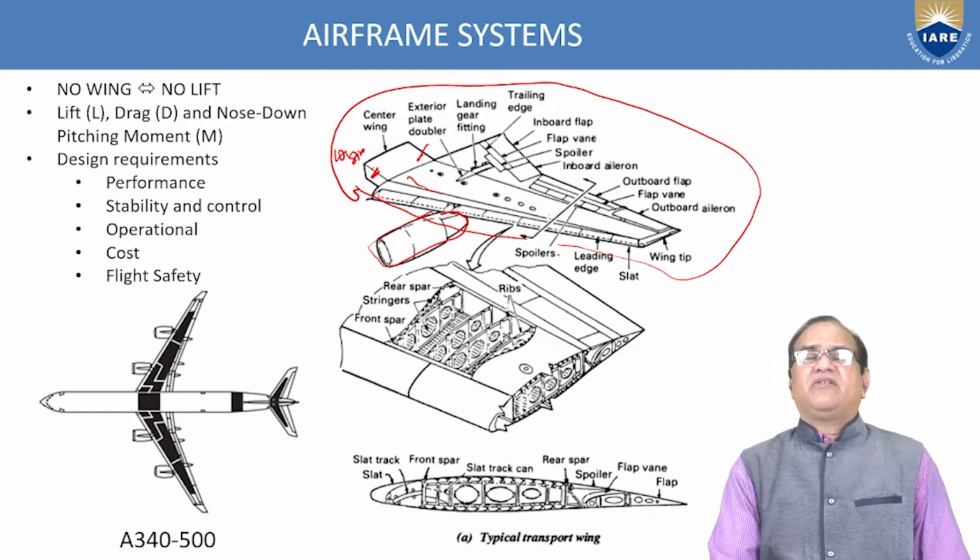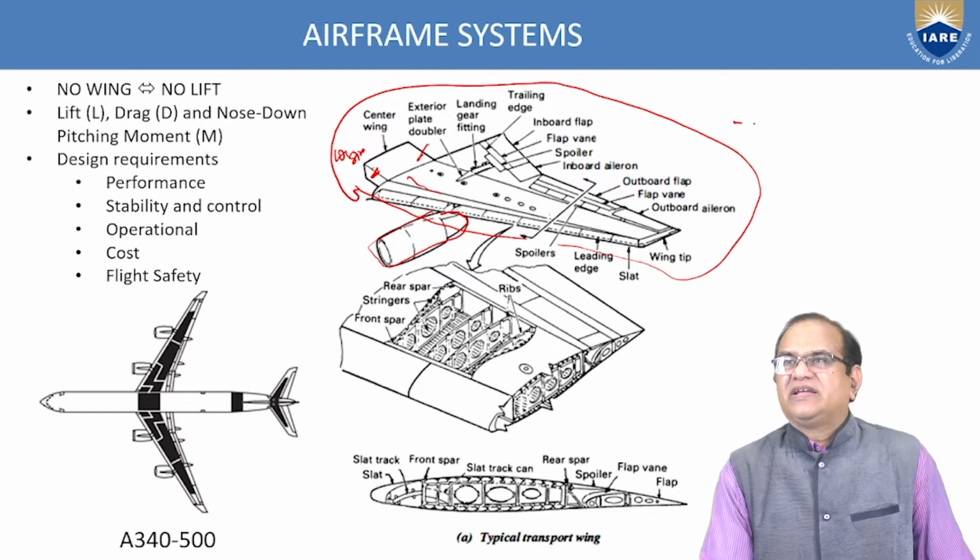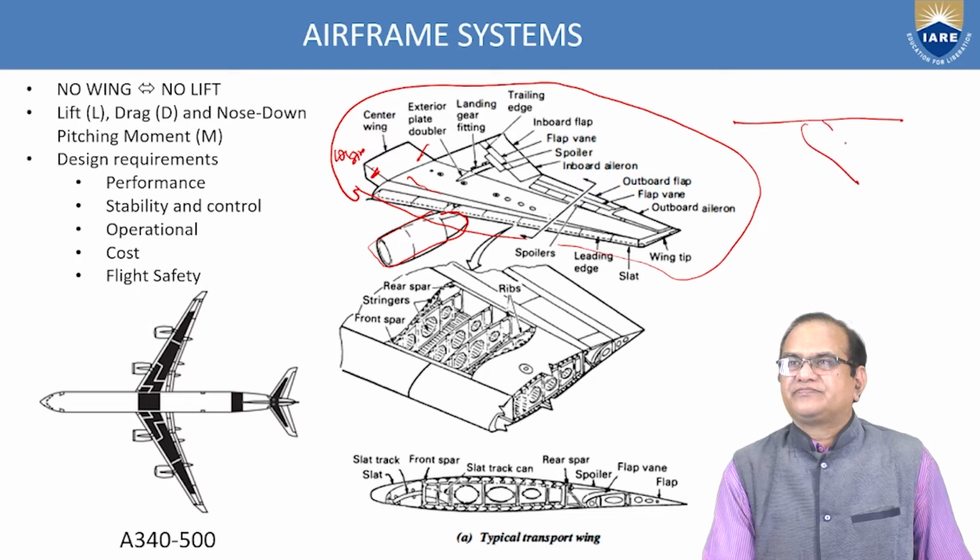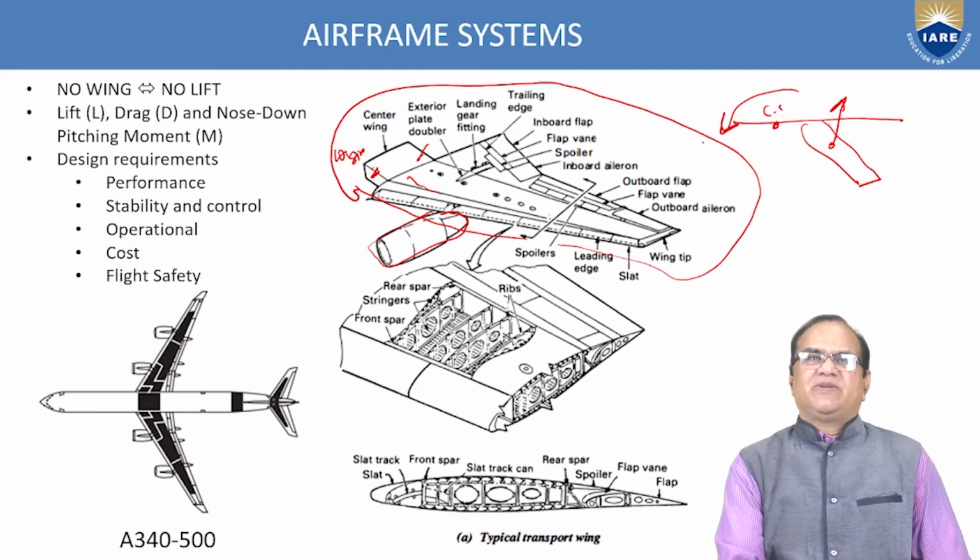If it is pitching moment, so if lift is there, drag is there, then more lift, and if the CG is ahead of the, if you see here, this is the wing, lift is here, and if the CG is here, nose will be down. So it is explained.